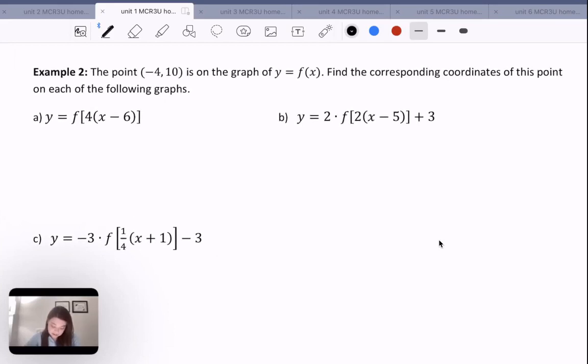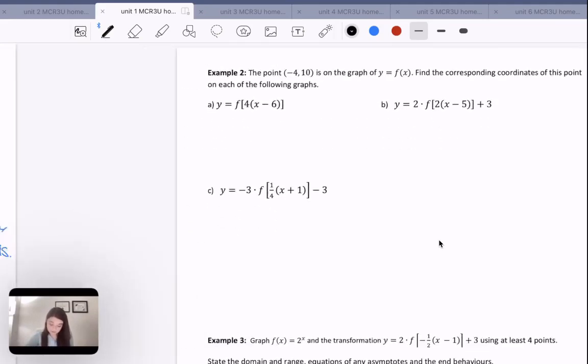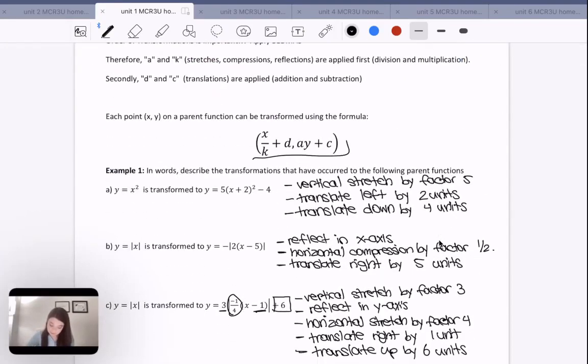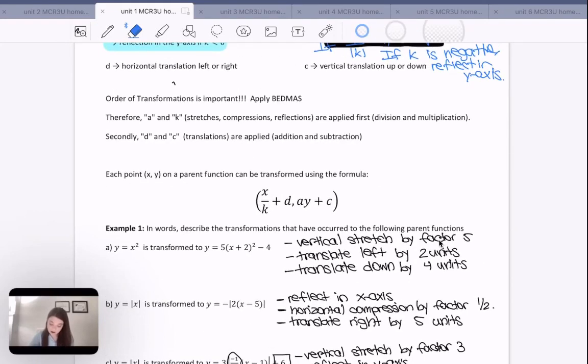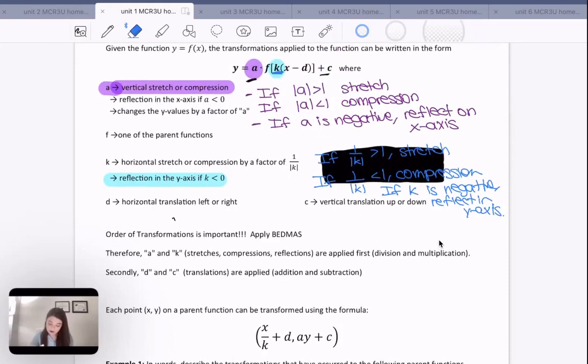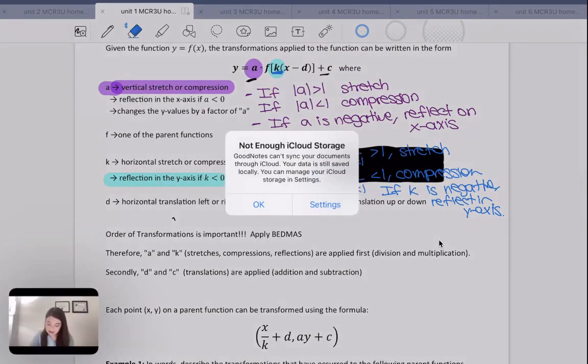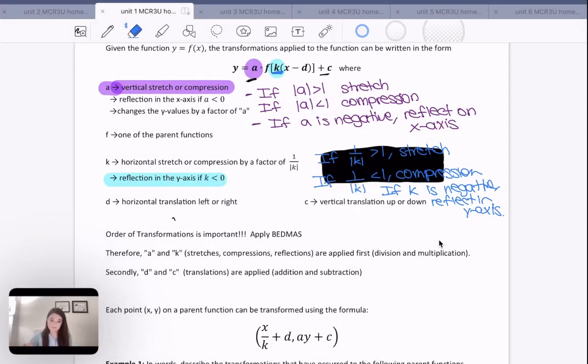It says the point -4, 10 is on the graph y equals f of x. Find the corresponding coordinates of this point on each of the following graphs. So the first thing that we must do in order to apply this equation here is we must state what A, K, D, and C are. We have to figure out what those things are.